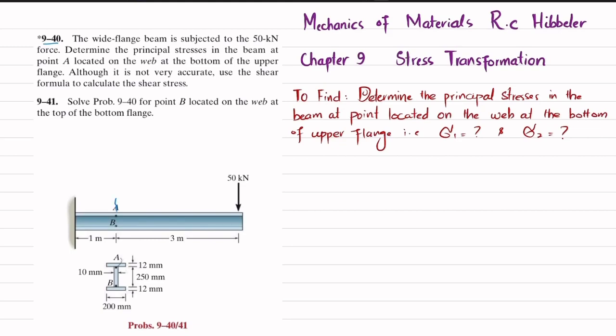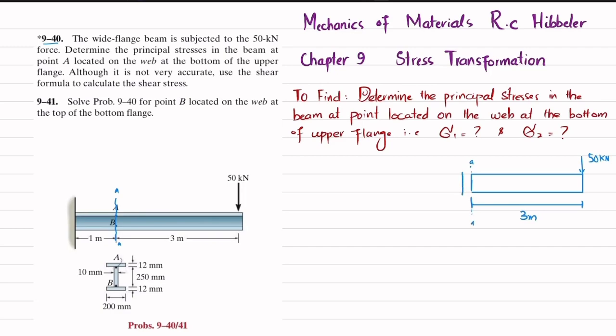So for that we will cut the beam at point B, or at this section AA. Clear? And draw the free body diagram. So it will be like this. Clear? This is the point where you have a point load of 50 kilonewton. This length is given as 3 meter. So when you cut it at section AA, clear, this is section AA.